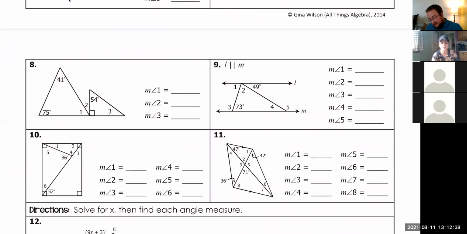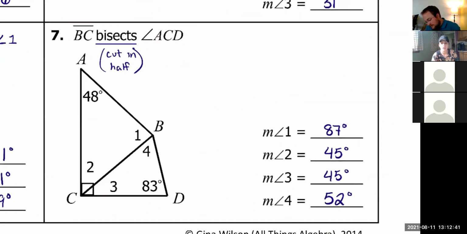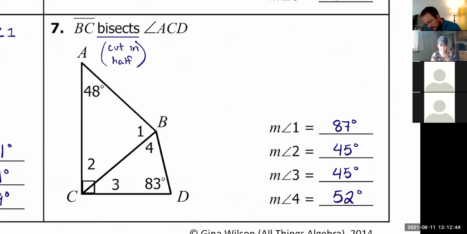Hey, how did you get 52 on that, Josh? On angle 4? Yes, so angle 4 is right here. Knowing angle 3 and 2 must both be 45 because of a bisected right angle, you would just take, unless you double-check my math for me, 180 minus the 83 minus the 45. I think I did my math wrong. That's okay, fine. I'm glad you're checking, because some of these calculations, it's been a minute since I've done them, so I may have made some mistakes.